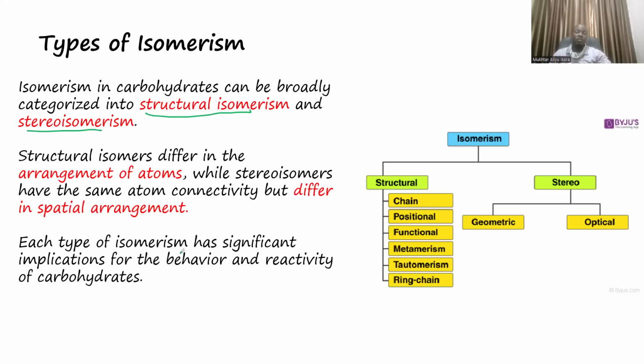Each type of isomerism has significant implications for the behavior and reactivity of carbohydrates. As we continue with the lecture, we are going to see how these different isomers have serious implications on the behavior of carbohydrates as well as their reactions. So these are the two types of isomers, structural and stereoisomers. The structural isomers are divided into chain, positional, functional, metamerism, tautomerism, and ring chain. And then we have stereoisomers, where we have geometric and optical isomers.